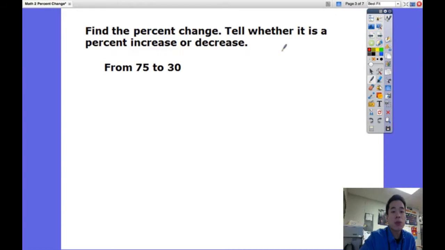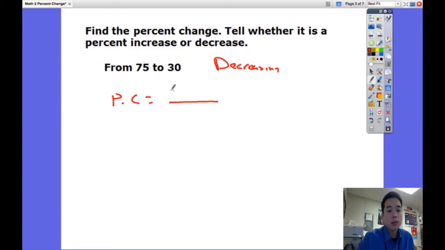Next situation, find the percent change, tell whether it is a percent increase or decrease. So from 75 to 30, right away I know I'm decreasing. So I'm just going to set up percent change. PC is equal to 75 minus 30 over 75. So right here you can see that I have my original, take away my change, divided by my original. So that would be 75 minus 30 would be 45 over 75.